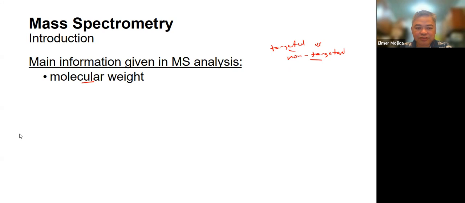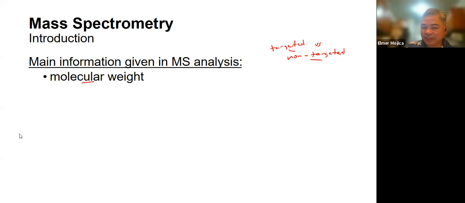So when we talk about targeted, we know the mass to charge ions that we are looking for. Usually the way that we look at this is we just try to extract from the mass spectra the mass to charge ion that we are looking for. And if we have what we call the targeted methods, usually they have greater selectivity and sensitivity compared to untargeted methods. Because as I mentioned earlier, you can have a quantitative and qualitative analysis.